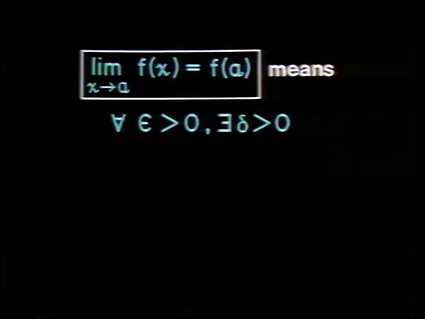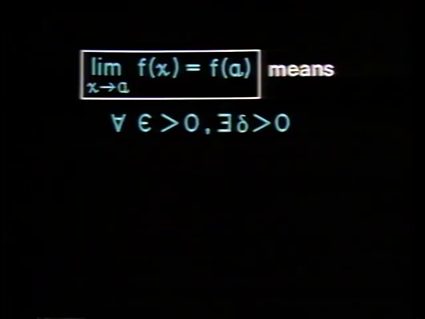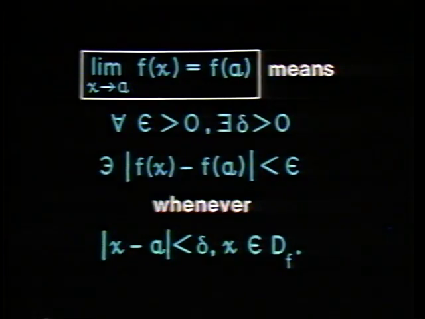In our discussion of continuity, we saw that the limit of f at x equals f at a as x approaches a means that for any positive epsilon, there exists some positive delta, such that whenever x is an element of the domain of f and the absolute value of x minus a is less than delta, then the absolute value of f at x minus f at a is less than epsilon. Notice the value of delta depends upon the value of epsilon that has been arbitrarily chosen.